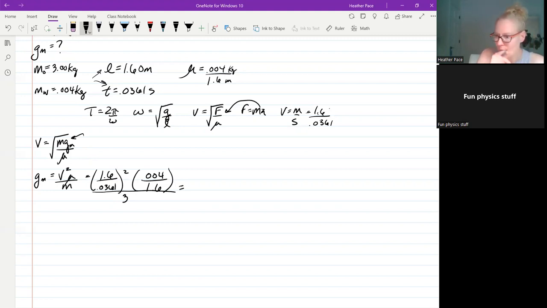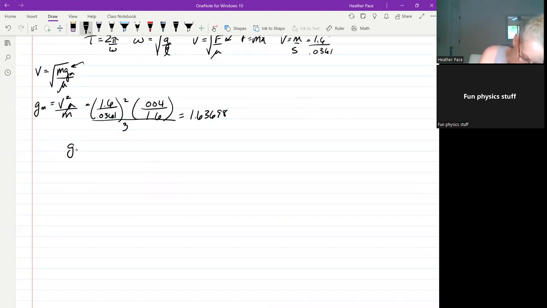Plug it into your calculator and you get 1.63698, so gravity of the moon is 1.64, and that is what we'd expect. That is about 1/6 of what we see on Earth, and I'm sure you've all heard that gravity on the moon is roughly 1/6 of that on the Earth.